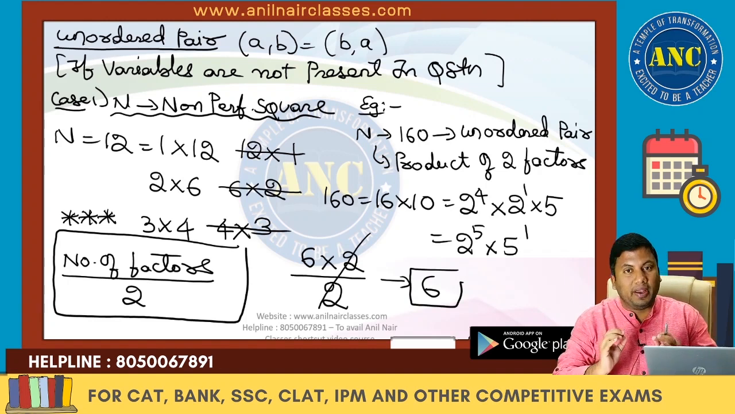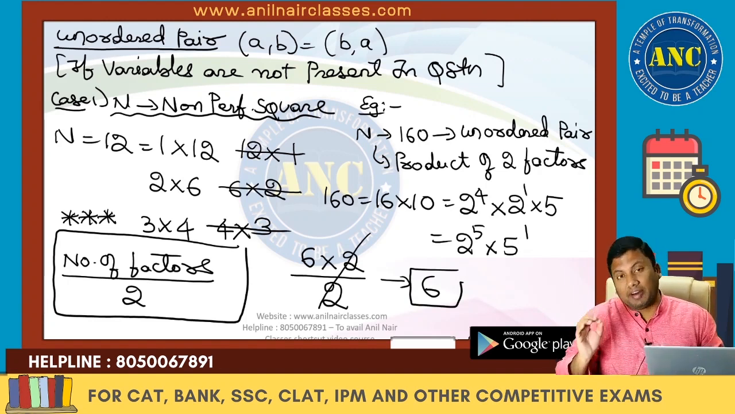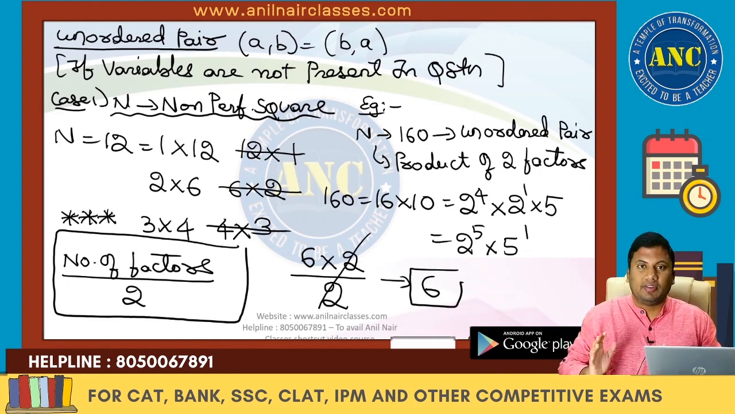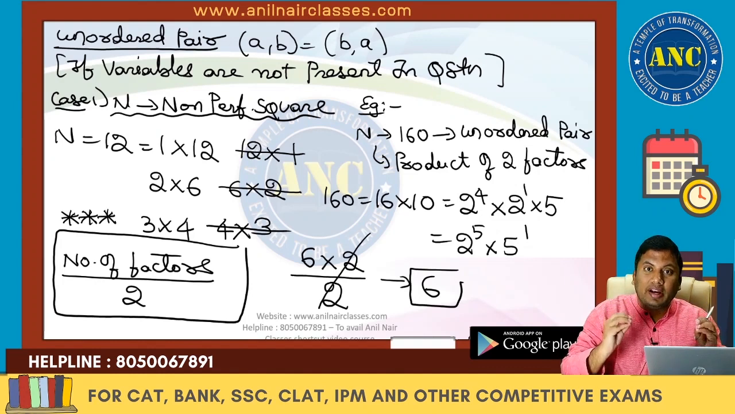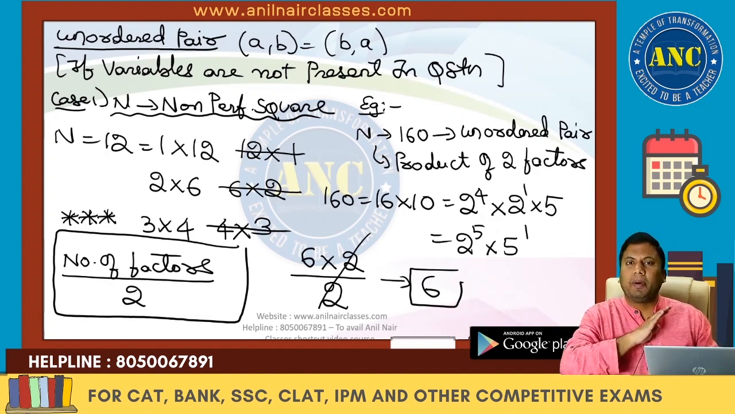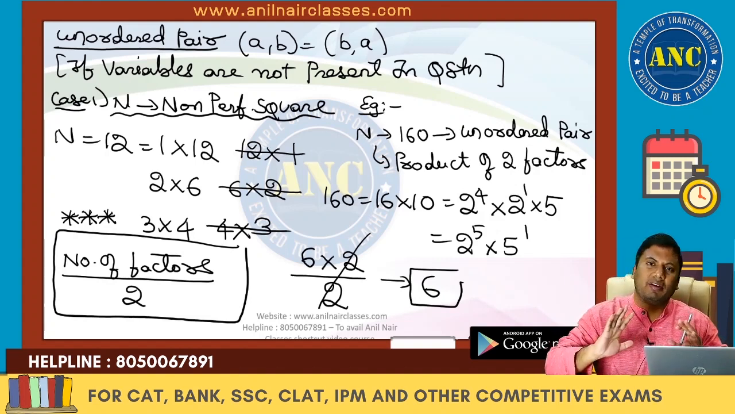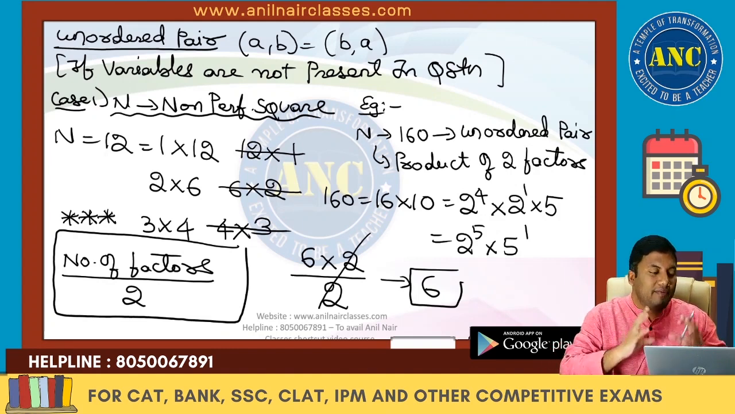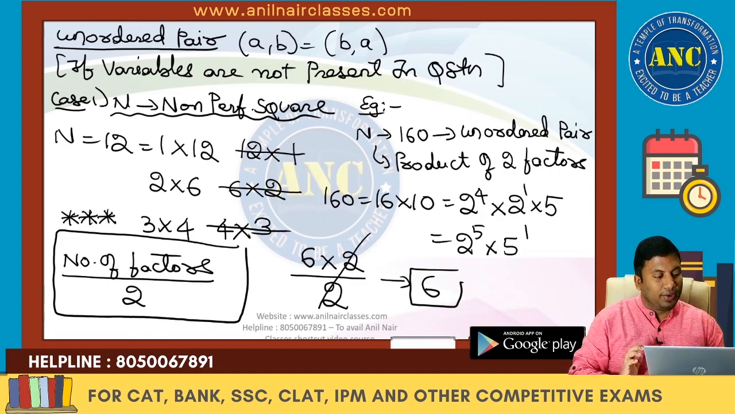In ordered pair, there is no difference between a perfect square and a non-perfect square. But in an unordered pair, there is a difference between a non-perfect square and a perfect square. Ordered pair, no difference; directly it is the number of factors. In unordered pair, there is a difference because we have to eliminate the duplicates. I hope in unordered pair, case 1 is clear to you. Case 2.